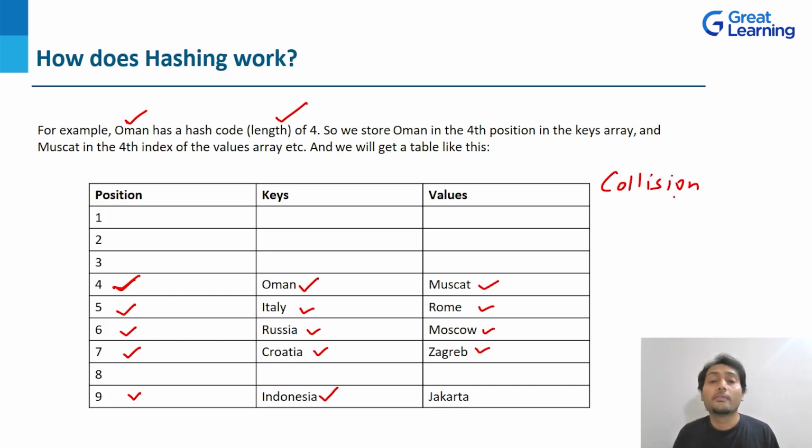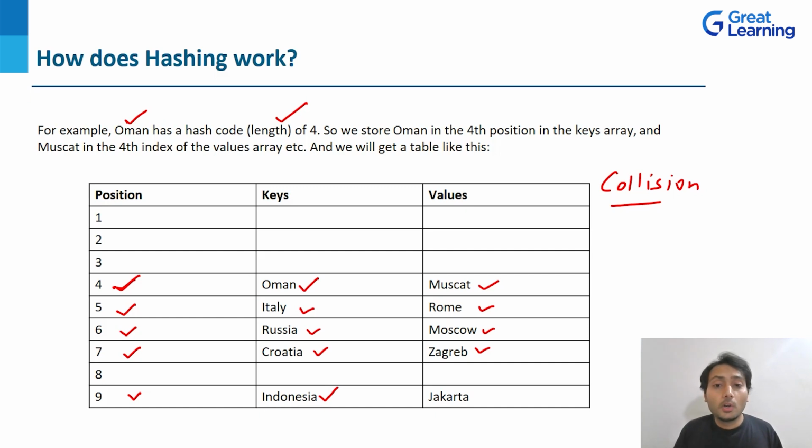So suppose if you have one more country with a length 4, right? So you should design your hashing function in such a way that it should take care of the collision as well. So this was a very simple example for you to understand. Like this, you can design the hashing function in such a way that it should also take care of the collisions which might happen in the future, right?